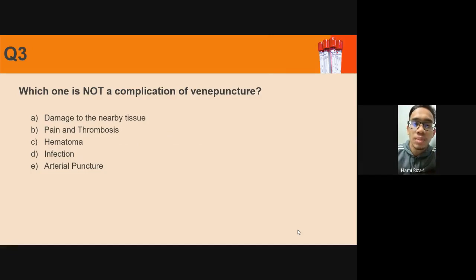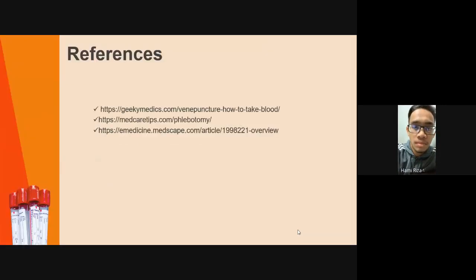Last but not least, which one is not a complication of venipuncture? For the complications, remember the mnemonic that I shared with you, which is BAD TIP. So for this question, I think all of these are complications of venipuncture. So the answer is none of the above. Okay, that's all from me. So here are my references.